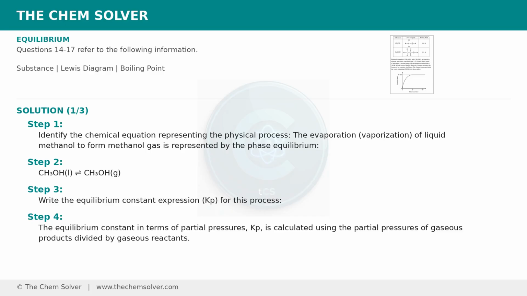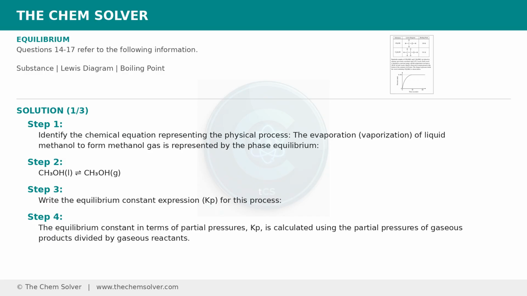Identify the chemical equation representing the physical process. The evaporation, vaporization, of liquid methanol to form methanol gas is represented by the phase equilibrium. CH3OH(l) is in equilibrium with CH3OH(g).